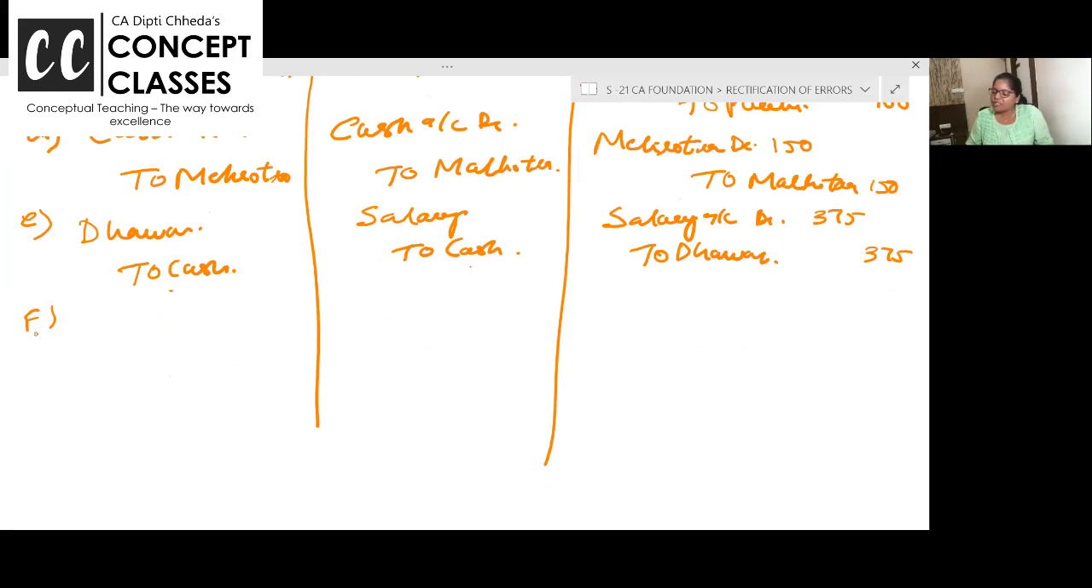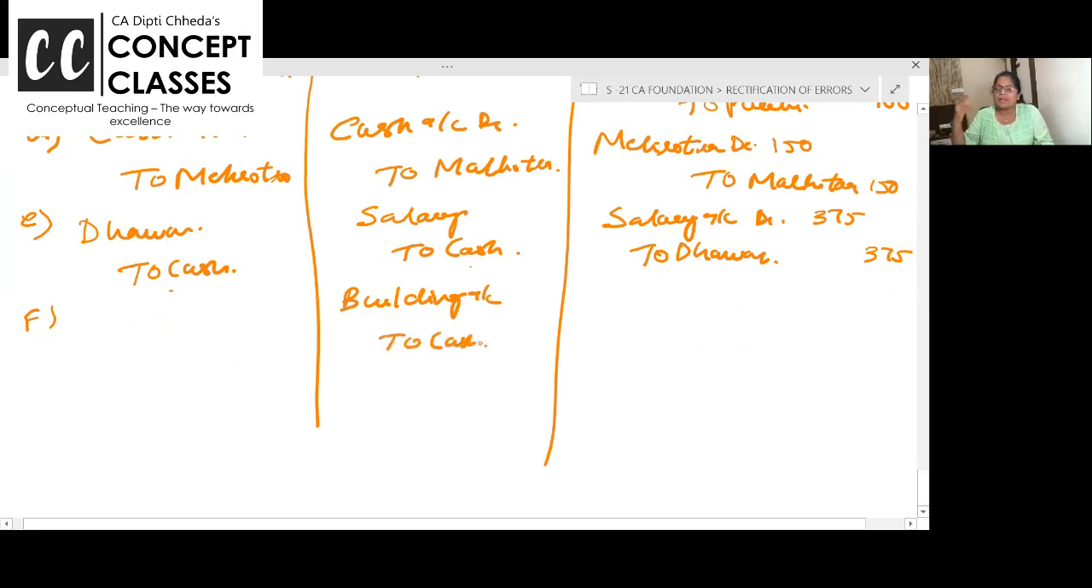A bill of 2750 for extension of building was debited to building repairs account. Okay. If it is an extension of building and the benefit is more than 1 year, you need to capitalize in the books, right or not? So what should have been the correct entry? Building account debit to cash.